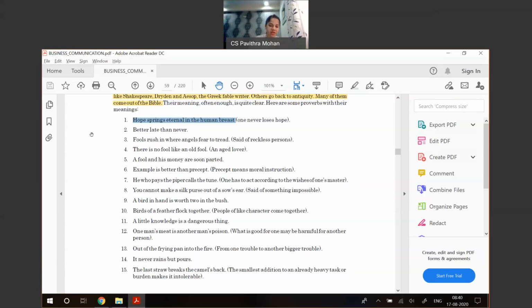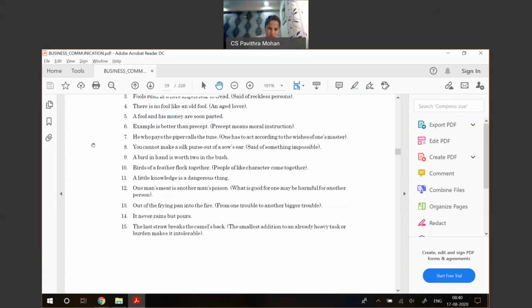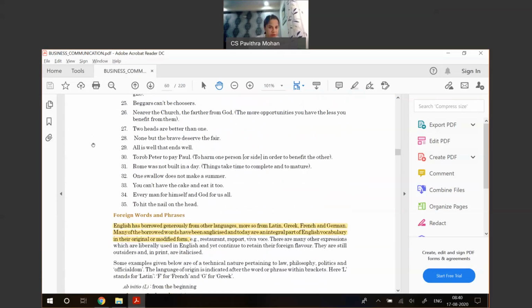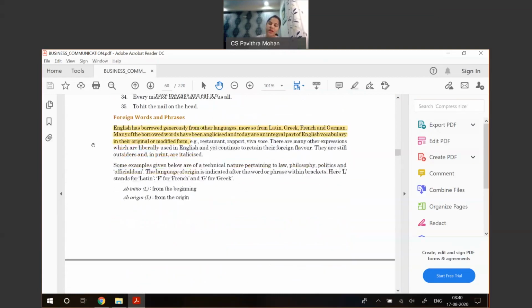Again, they have given you a couple of proverbs here. Kindly go through those proverbs. What is given in the textbook is enough for this. Only for synonyms and antonyms you have to learn more words, but for proverbs and idioms, what's given in the textbook is more than enough. Kindly go through those and you will have a rough idea to answer all these questions. Okay, you need not be worried.